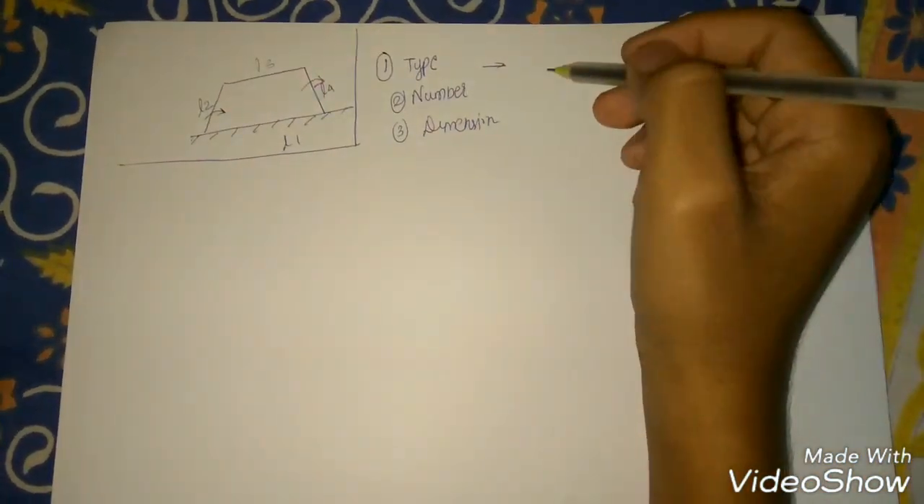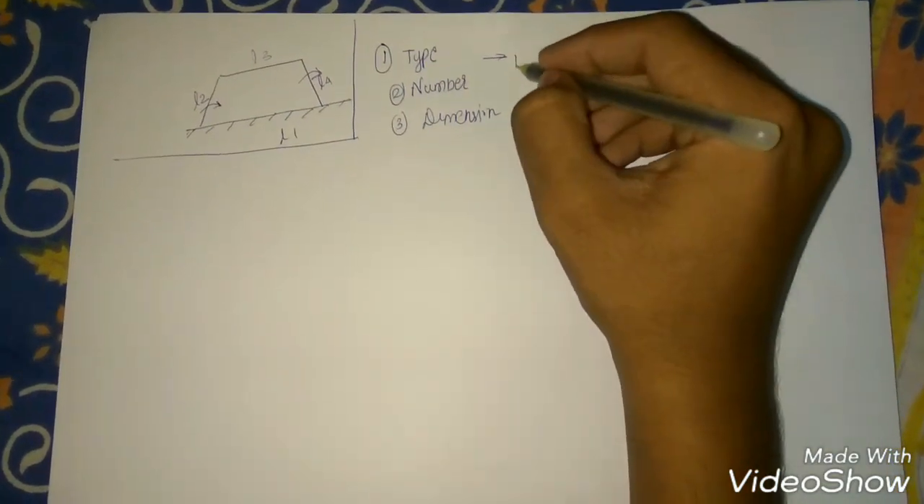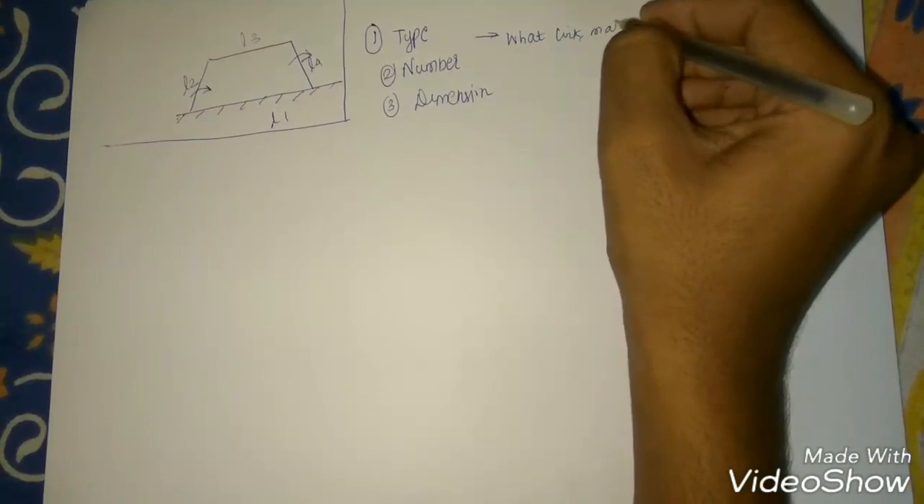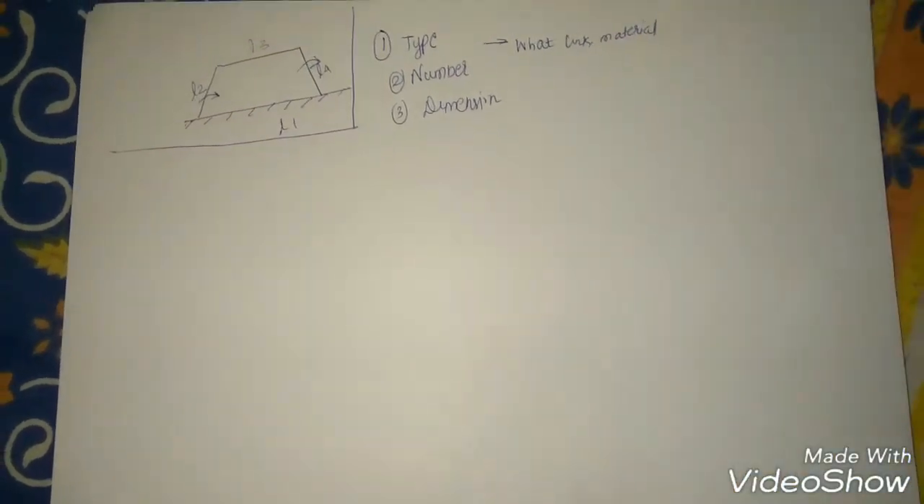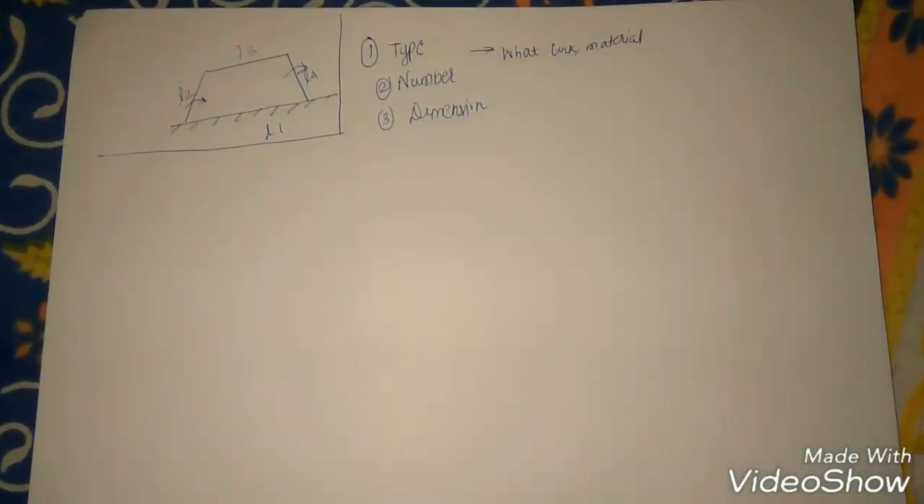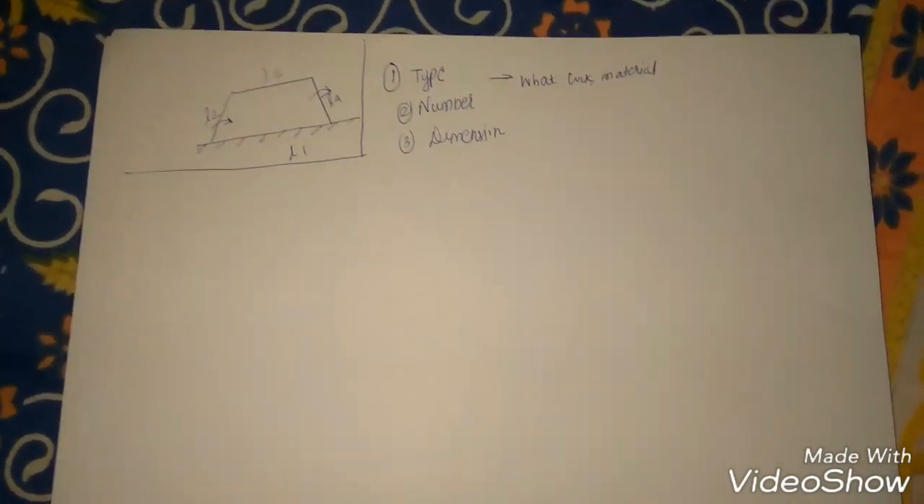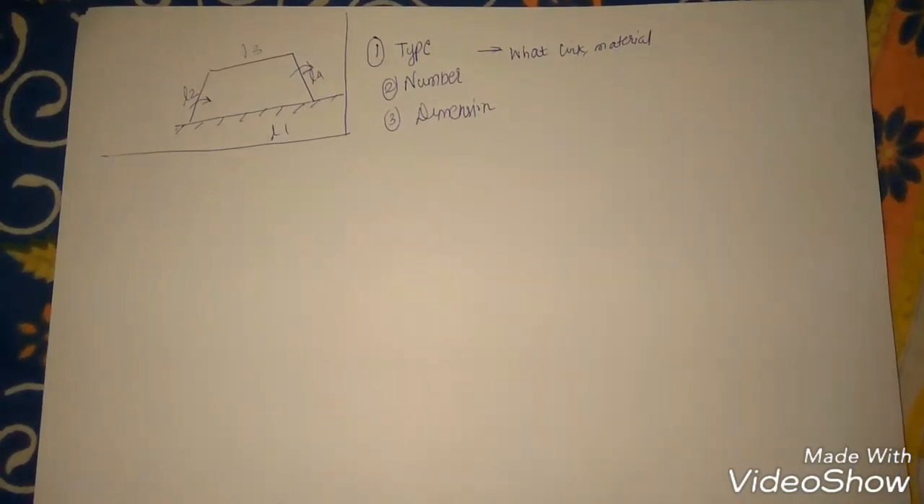In type synthesis, we mainly determine what link or material are we going to use in our mechanism. The link may be binary, ternary, quaternary, material may be cast iron, steel, aluminium, etc.